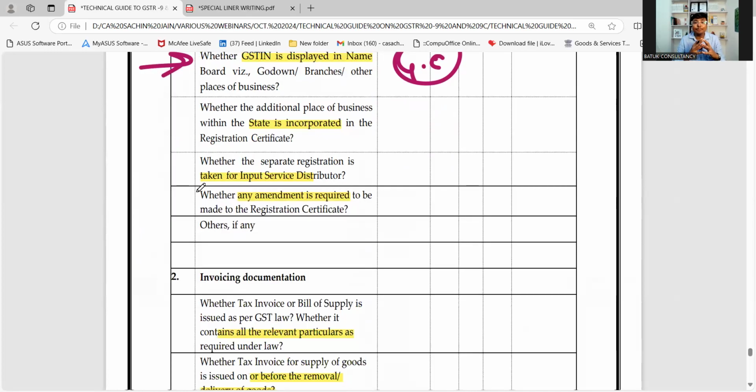Check if any input tax credit has been transferred. In such a situation, check whether separate registration as an input service distributor has been taken or not. If there are any changes, suppose there is a change in principal place of business, additional place of business, or a change in director or partner, in such a situation, check whether an amendment has been filed or not. First, we need to identify these things. This is related to my registration.